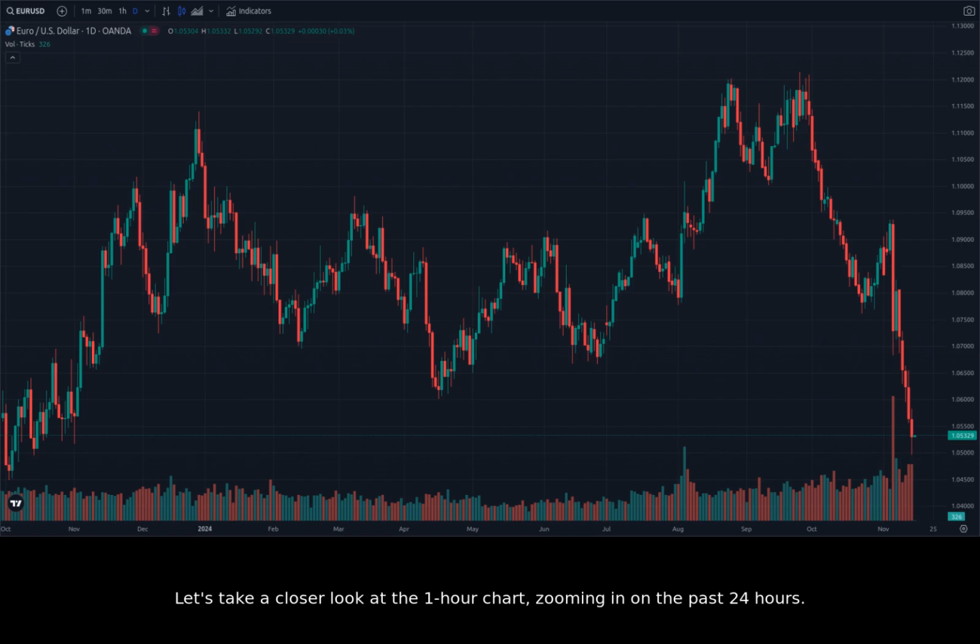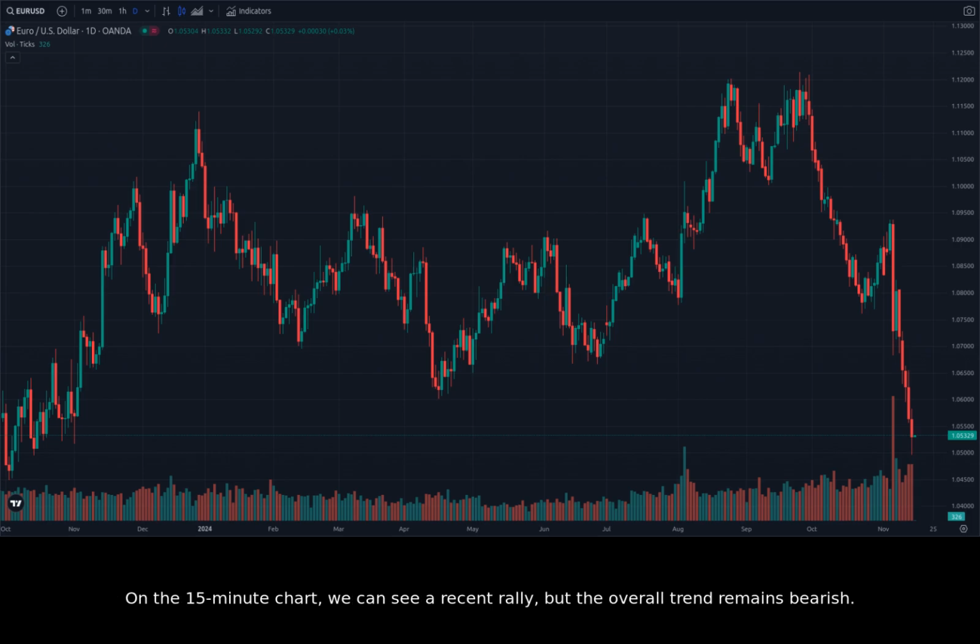Let's take a closer look at the 1-hour chart, zooming in on the past 24 hours. The 1-hour chart confirms the bearish sentiment, with a clear downtrend visible in the candlestick patterns. The pair has also broken through a key support level near 1.0550, which further reinforces the bearish bias. The 1-hour chart shows a few instances of bearish engulfing patterns, highlighting a strong selling pressure.